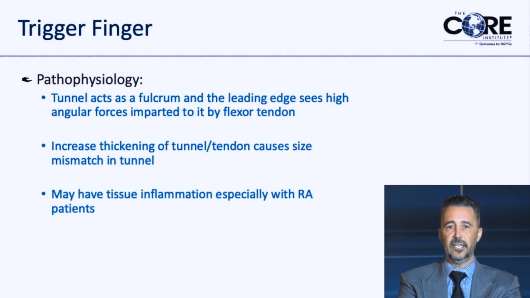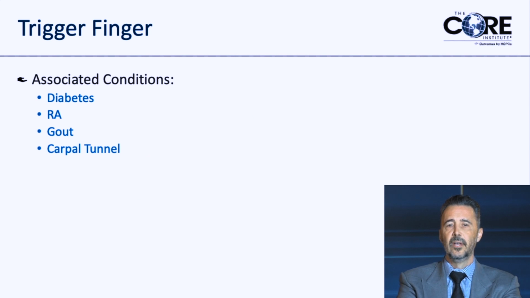This increased thickening causes a size mismatch, and there also may be some inflammation in that tunnel, especially if you have rheumatoid arthritis. Other conditions that we see associated with trigger finger are diabetes, rheumatoid arthritis, gout, and carpal tunnel. So basically, if you have these other disease states, it's possible that you are more likely to get trigger finger than if you don't have these. I especially feel that that's true with diabetics.